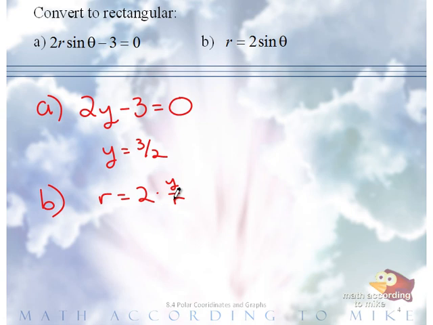What should we do next? Let's multiply by r to clear out that fraction. So on the left, we'll have r squared. On the right, we'll have 2y. That's good. So the left is, the right's good to go. And r squared in terms of x and y is x squared plus y squared.